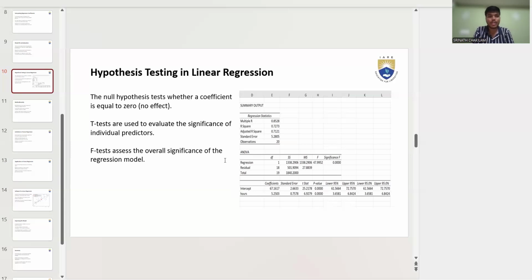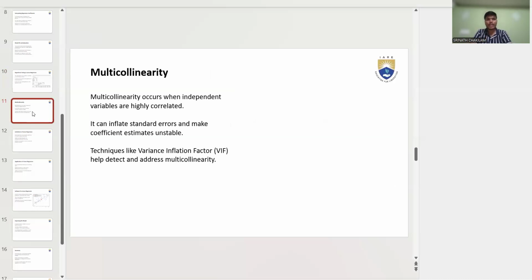In hypothesis testing in linear regression, the null hypothesis tests whether a coefficient is equal to zero. This means no effect. T-tests are used to evaluate the significance of individual predictors. F-tests assess the overall significance of the regression model. And next one is multicollinearity.